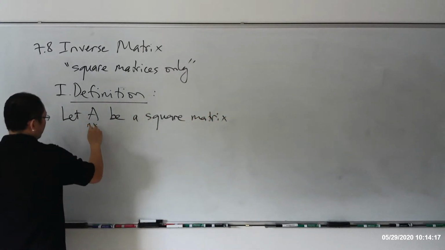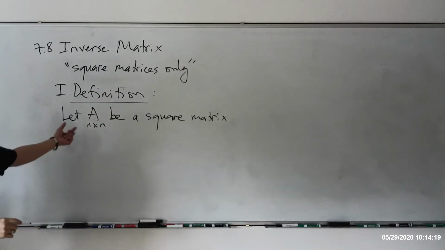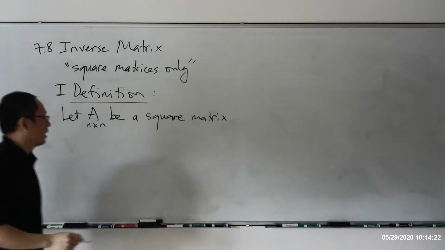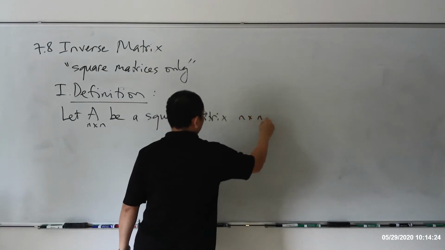Say n by n, okay? N could be 1, 2, 3, 4, 5. So 2 by 2, 3 by 3, a square matrix of size n by n. Okay.